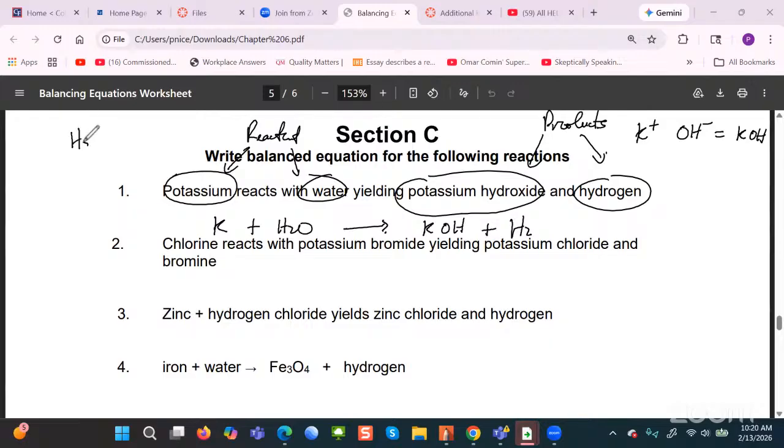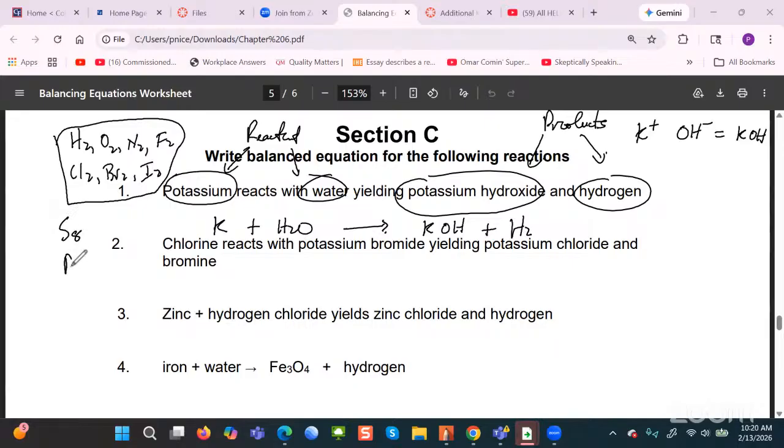You have hydrogen, oxygen, nitrogen, fluorine, chlorine, bromine, and iodine, right? You need to remember these as existing as diatomic molecules. And there are some other elements that exist as polyatomic molecules. You have sulfur and you have phosphorus, right? For every molecule of sulfur, there are 8 atoms. For every molecule of phosphorus, there are 4 atoms, right? So you need to memorize these elements.